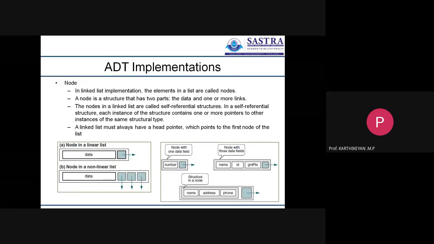Now, a linked list must always have a head pointer. What is the purpose of the head pointer? A head pointer will point to the first node in the linked list, so it has the address of the first node. Based on our implementation, we can have other supporting node structures also.